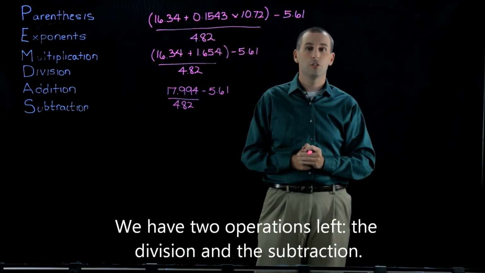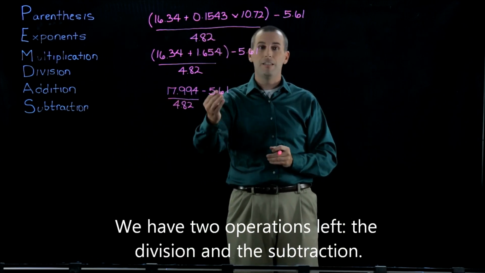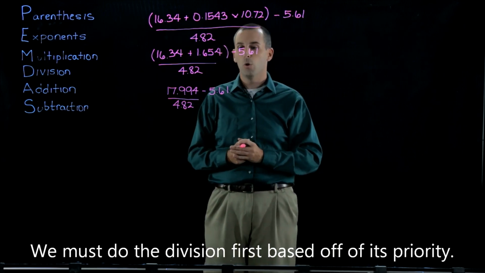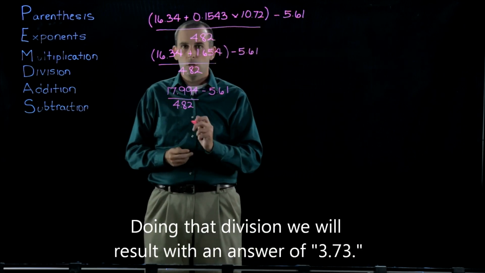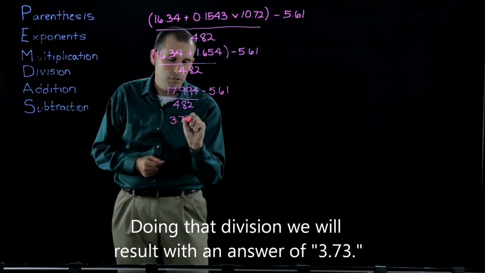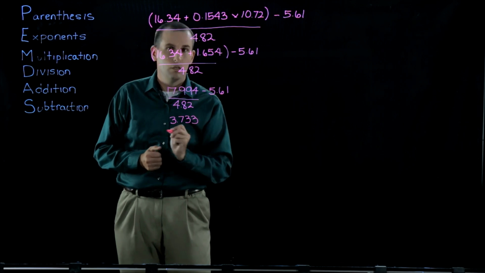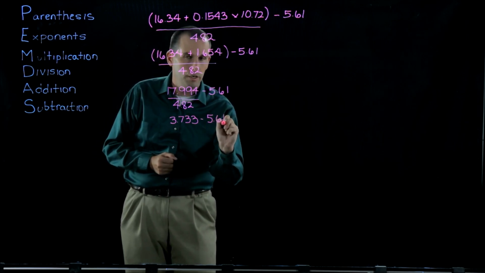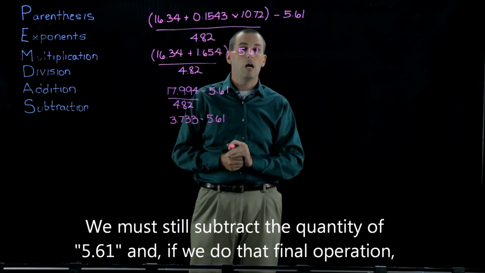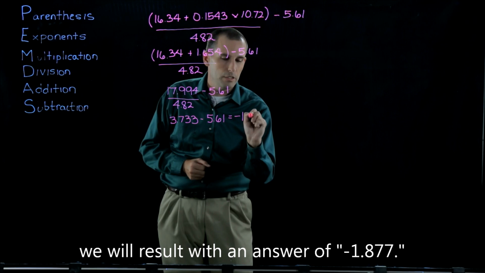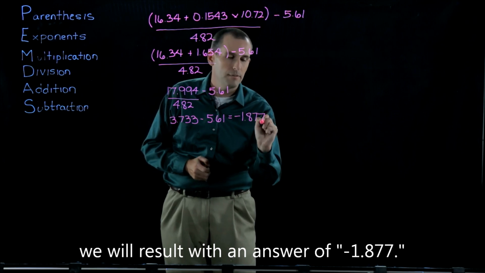We have two operations left, the division and the subtraction. We must do the division first based off of its priority. Doing that division, we will result with an answer of 3.73. We must still subtract the quantity of 5.61. And if we do that final operation, we will result with an answer of negative 1.877.